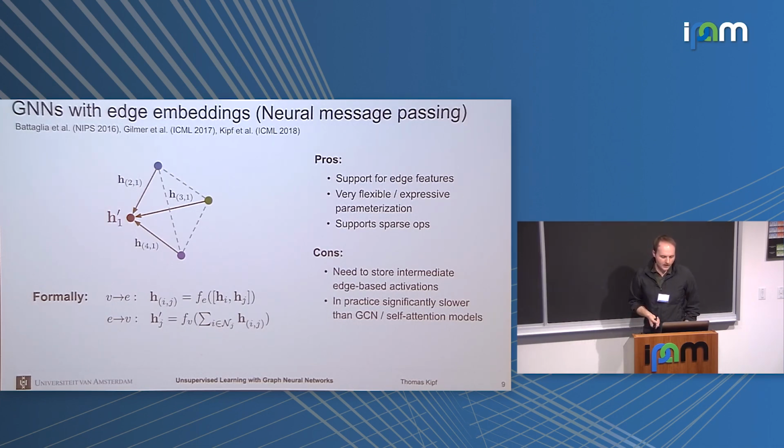And the problem with these models is that you need to store intermediate edge-based activations. So for each edge in your graph, you would have to store a high-dimensional activation vector for backprop later. And this can be very memory intense. So let's say you have 1 million edges, and for each edge you have to store a 256-dimensional vector. That can be very expensive. And in practice, because calculating these activations in edge space is also much more expensive, it's significantly slower than these models that operate solely in node space, like GCNs.